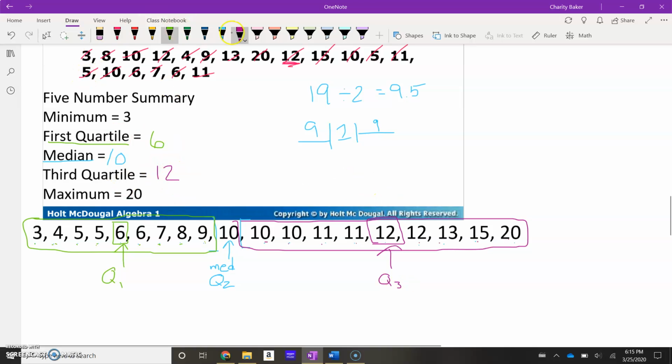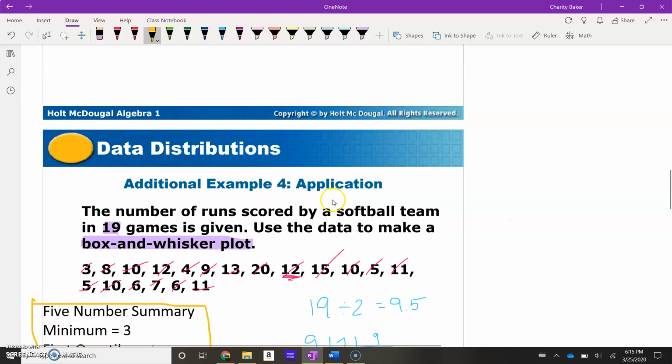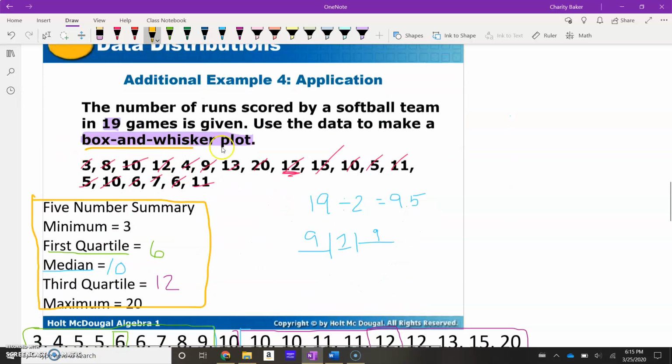Okay, now we have our 5 number summary. Now you guys were excited. Now we have all the numbers. So we're done, right? Well, no. We haven't actually made the box and whisker plot yet.